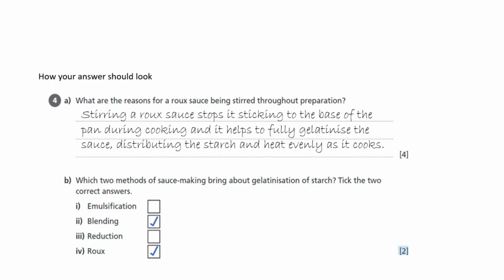And then you ticked two boxes, blending and roux, as methods of sauce making that bring about gelatinization. Your answer is complete and you've checked it, so you can move on to the next question with confidence.